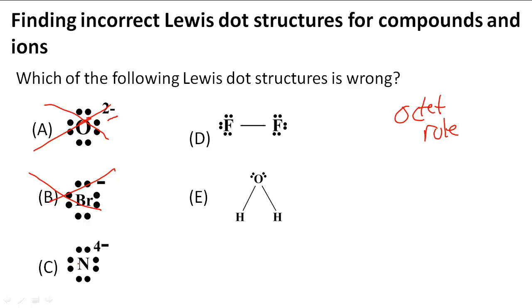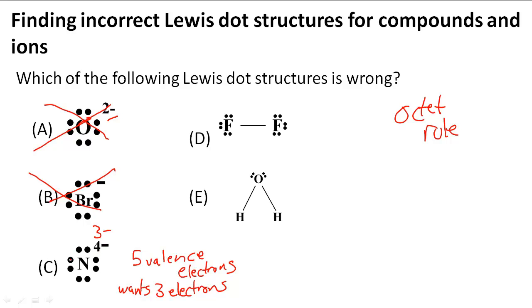So C, N has 5 valence electrons, and so that must mean it wants 3 more valence electrons. If there is something that has 4 or more electrons, it's probably going to gain electrons. So we know that it wants 3 electrons. If it gets those 3 electrons, it should have a 3 negative here, not a 4 negative.